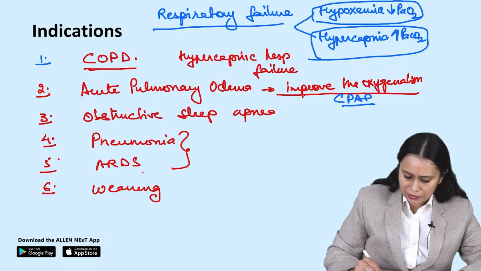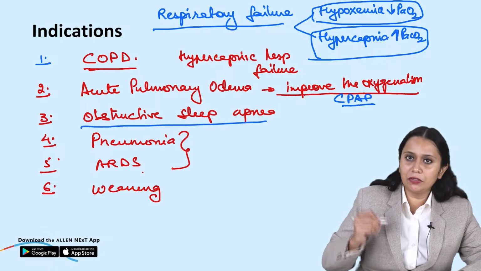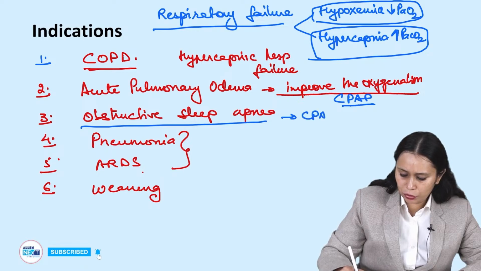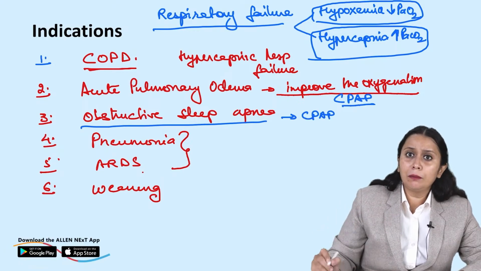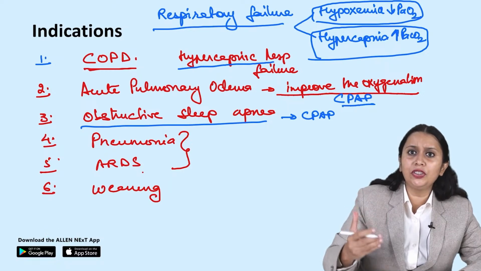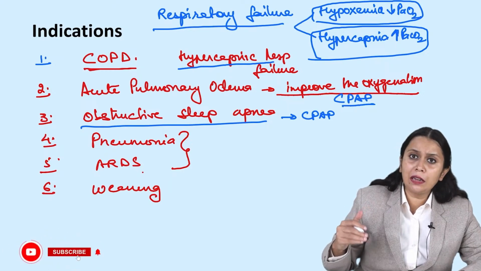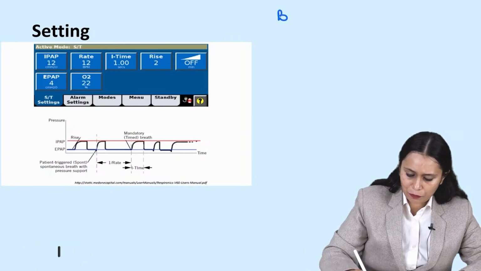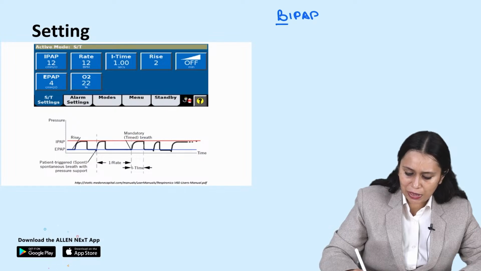In, let's say, an obstructive sleep apnea patient, where we have to just maintain the oxygenation, the CPAP mode would be a good mode, right? But in hypercapnic respiratory failure, where we have to improve the ventilation also, we need another mode, and that another mode is our BiPAP mode. So what are the settings of BiPAP?